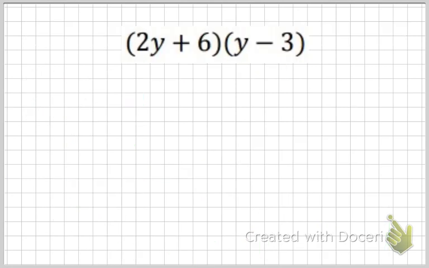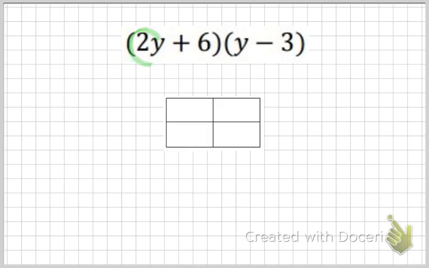Box method. So we're going to have 2y plus 6 here on the side, and then y minus 3 here. Find the area. So I'm going to do this times this first.